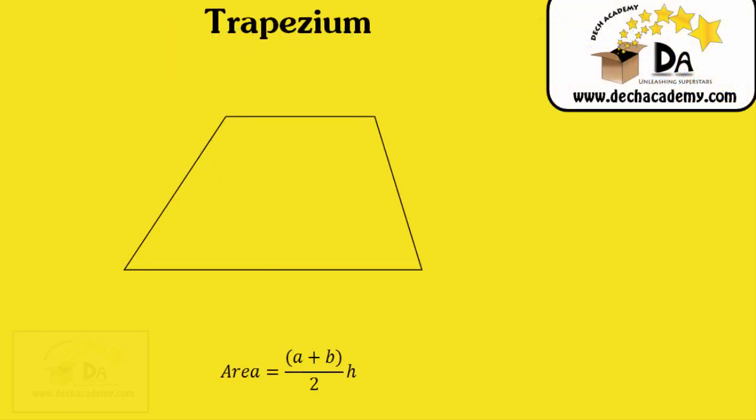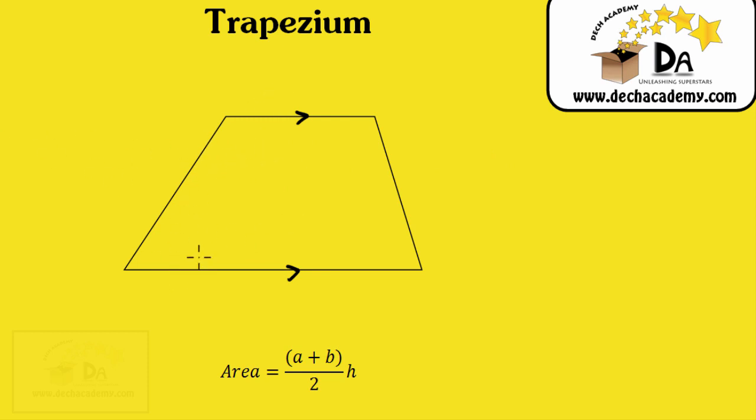Next, we're going to take a look at how to determine the area of a trapezium. A trapezium is a quadrilateral. It has 4 sides, and it's such that it only has one pair of parallel sides. So this side and this side are parallel. The remaining 2 sides are not parallel. Once you have a situation like this, you have a trapezium.